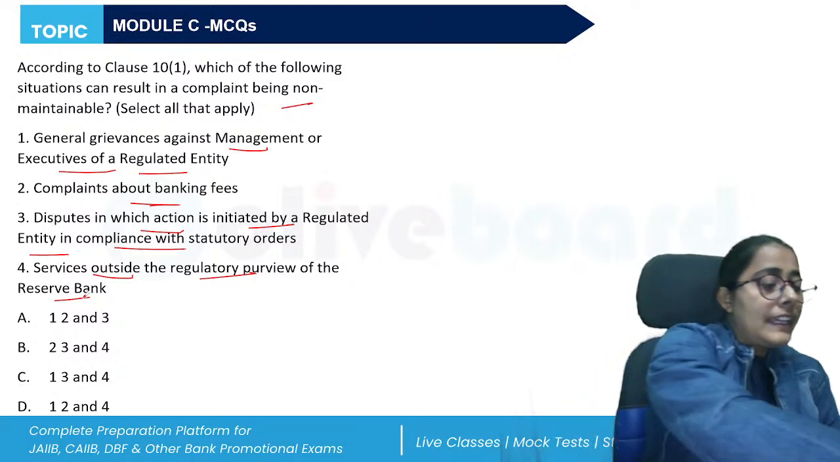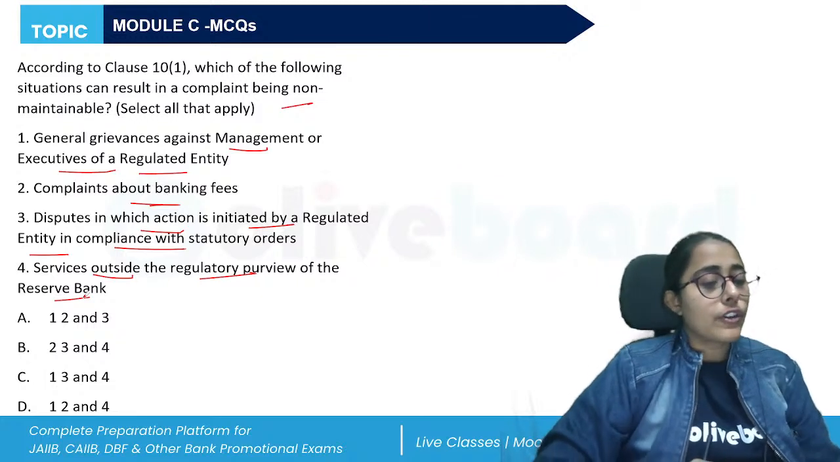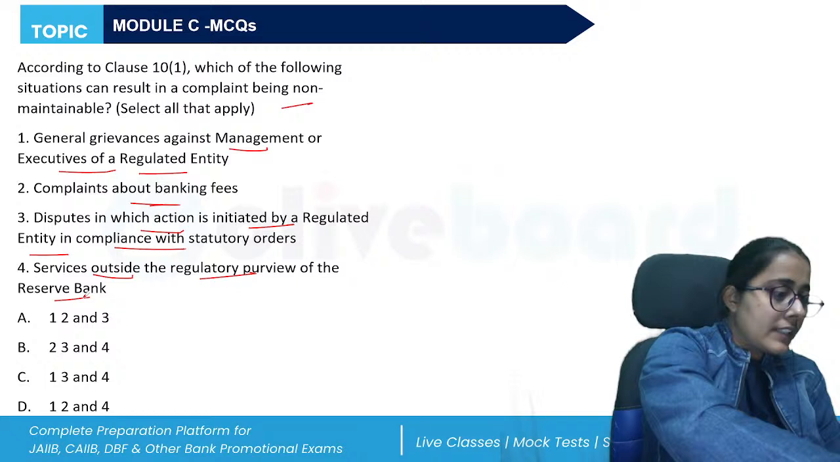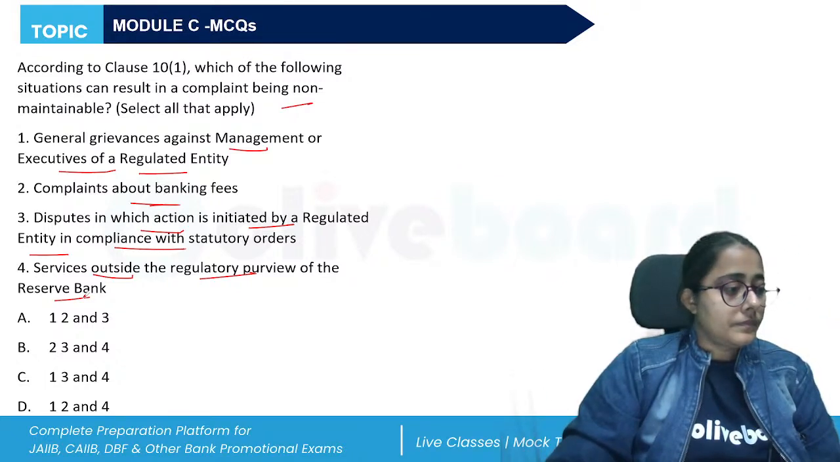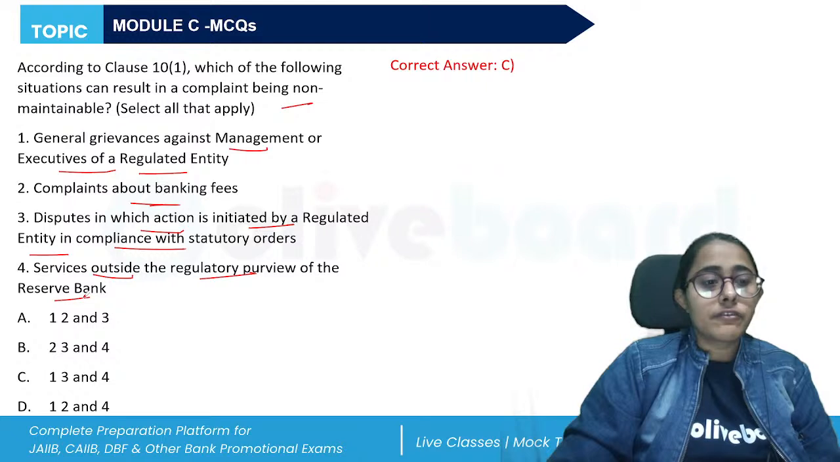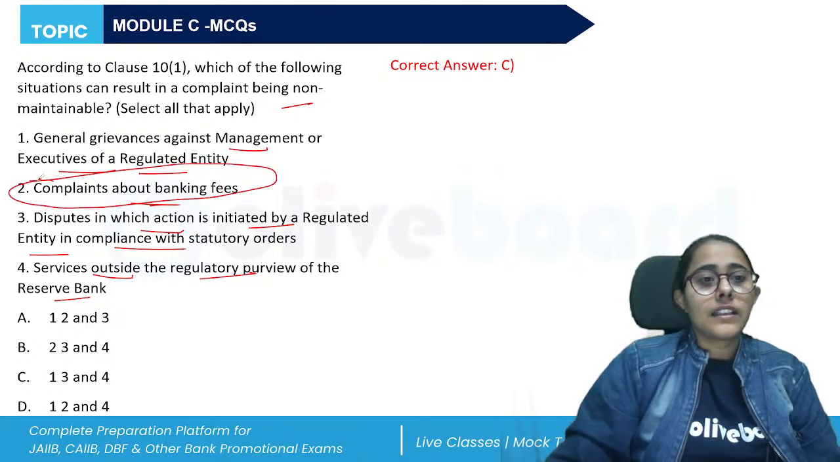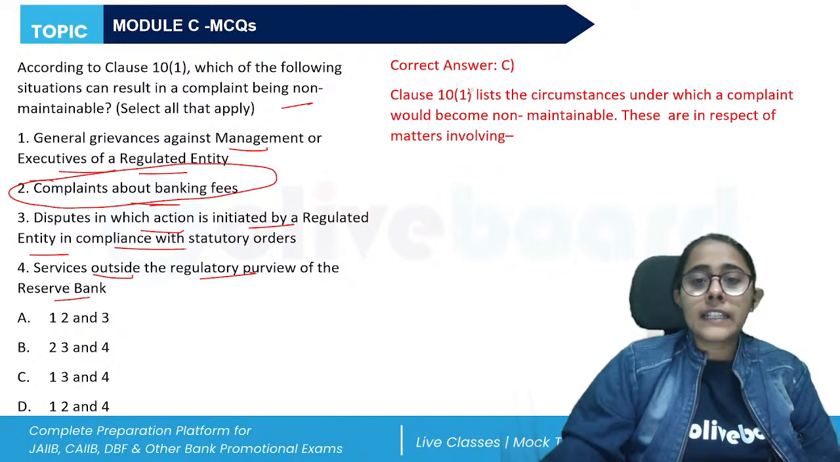So 1, 2 and 3; 2, 3 and 4; 1, 3 and 4; or 1, 2 and 4. Which of the following will be declared as non-maintainable? Try to answer this question. So the correct answer here will be option C, that is 1, 3 and 4. So only the complaints about the banking fees cannot result in being non-maintainable. So it contains the circumstances where the complaint will become non-maintainable.